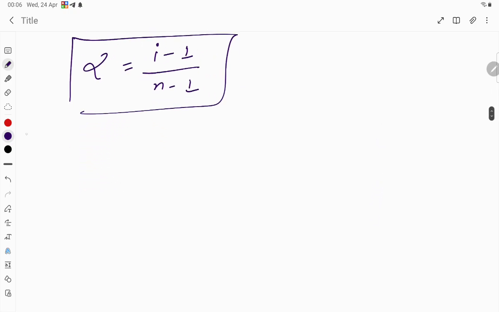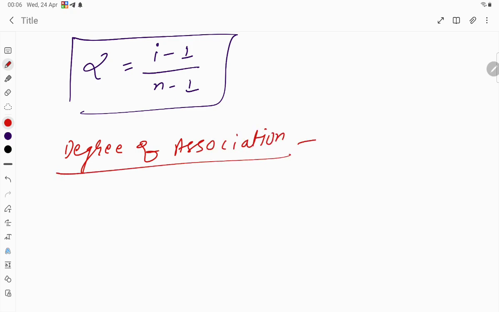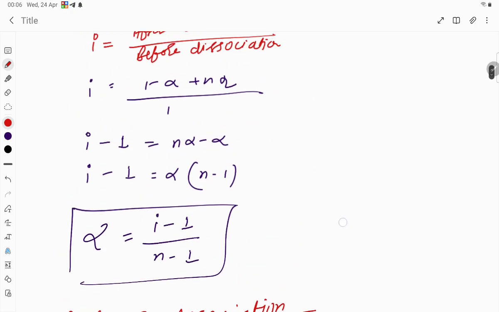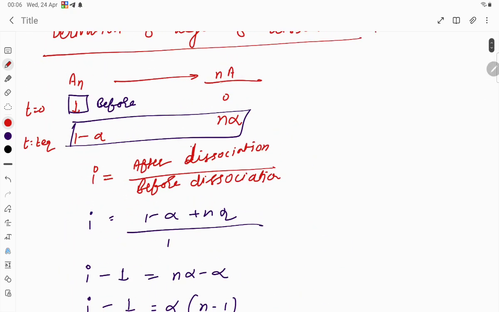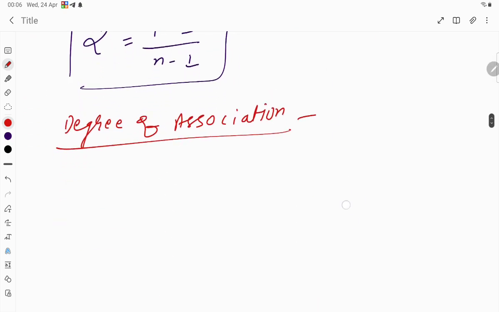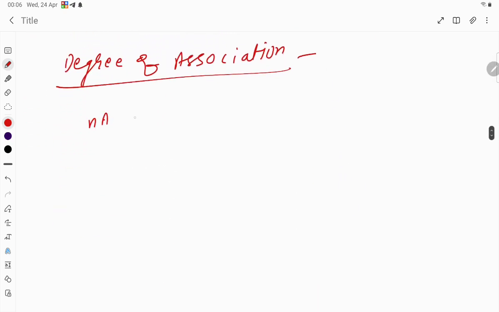Now in the same way we have to calculate the degree of association. So how can you calculate the degree of association? It is very simple, student, actually. Just opposite of this, you write down the equation. So this time, take n molecules of A. This is nA, so it is going to convert into A_n.